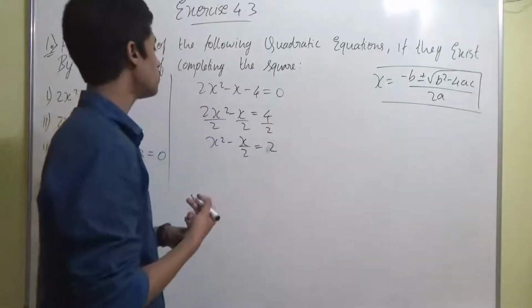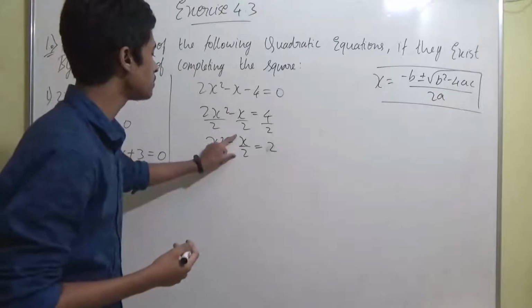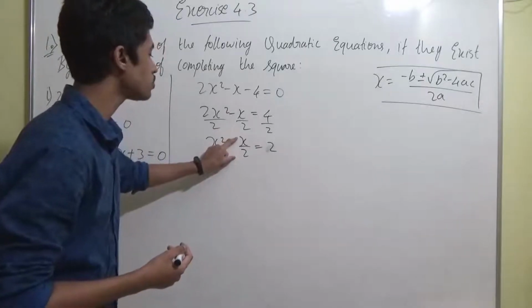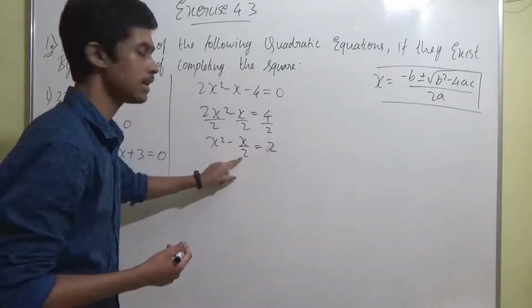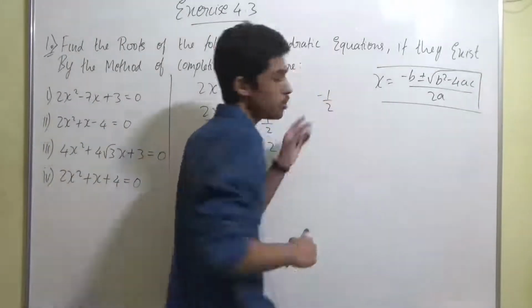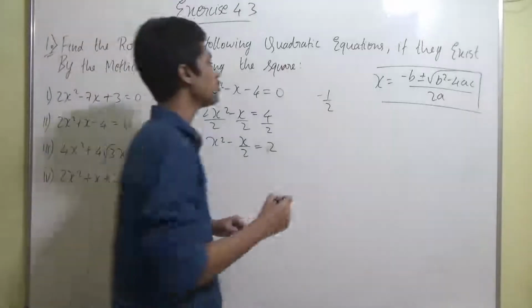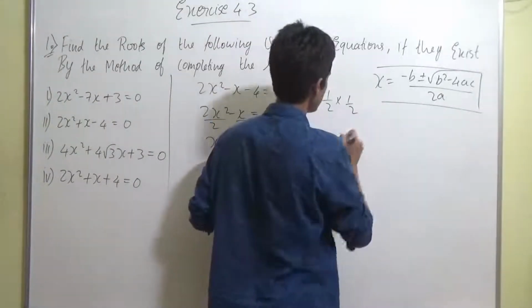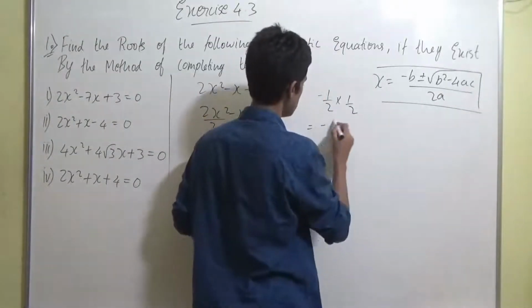Getting it, guys? Now you will take this term, this is 1 by 2, right? If it is nothing here, it is 1, and here it is by 2. So it is minus 1 by 2. What you will do with this minus 1 by 2? You will multiply into half. That is, you are making half of that. It will become minus 1 by 4.